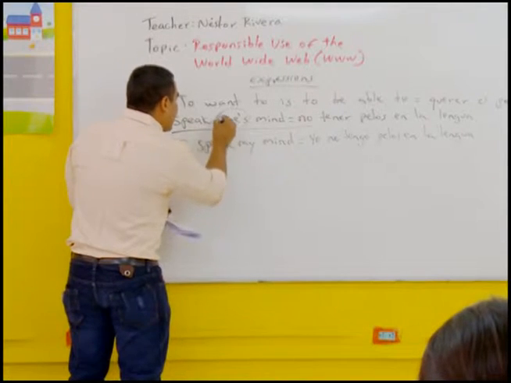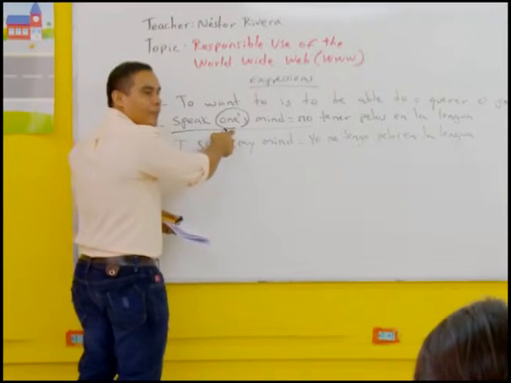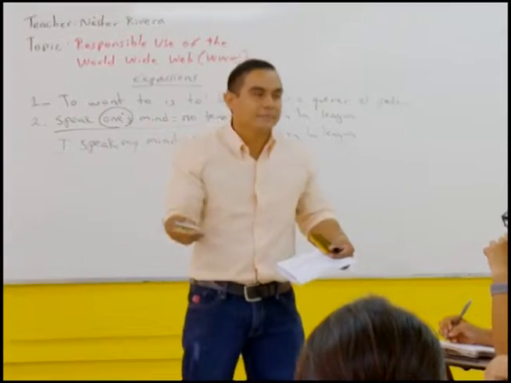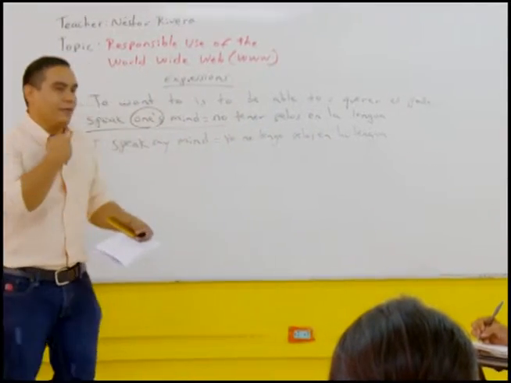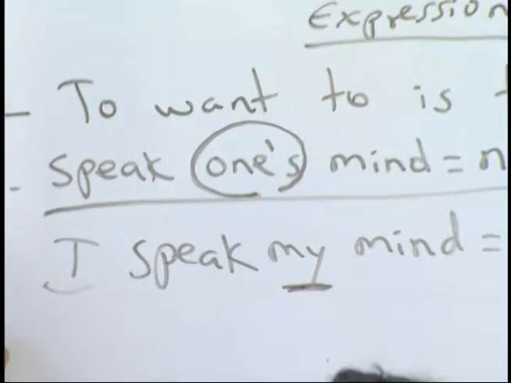En esta partecita mucha gente se confunde. Aquí hay que conjugar con un adjetivo posesivo. My, your, his, her. En este caso estoy hablando de yo, digo my. I speak my mind.